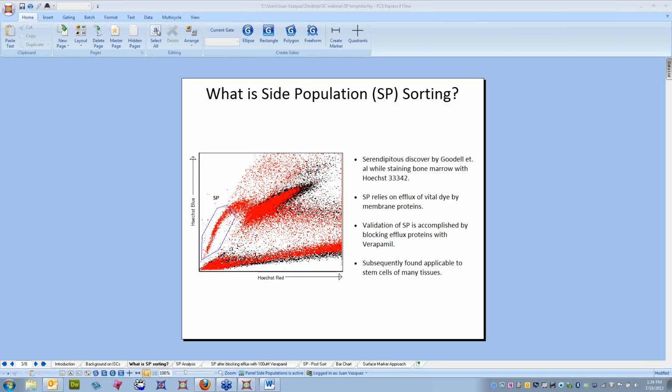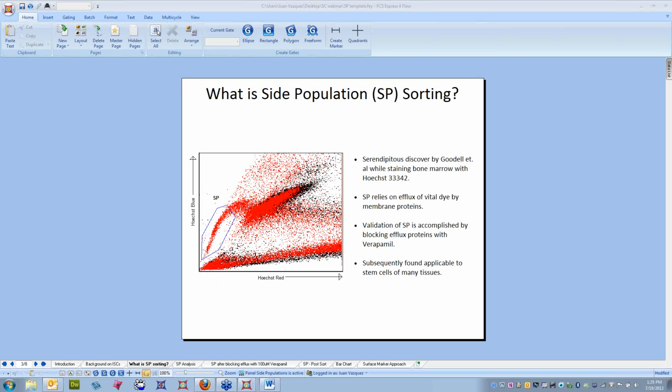Hoechst 33342 is a DNA binding dye. It binds to the narrow groove of the DNA, and at low concentrations, it emits pretty much only in the blue channels. With enough of the dye, as that peak rises up, nonspecific emission of red wavelength light also occurs. So if a cell is saturated because it cannot efflux this dye and doesn't have these efflux transporters unique to stem cells, it takes on a red shift, and that's this blob in the dead center of the plot. These are the non-SP cells.